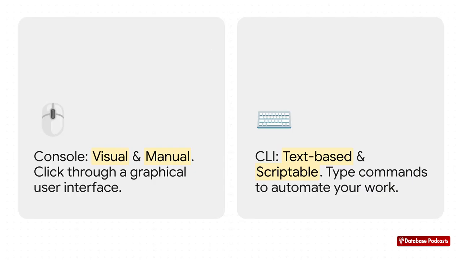And this is where a pretty fundamental shift happens in how you work. The console is all visual and manual. You point, you click. The CLI, though, is all text-based and totally scriptable. You're not just clicking buttons anymore. You're typing commands that you can save and run over and over and over again.